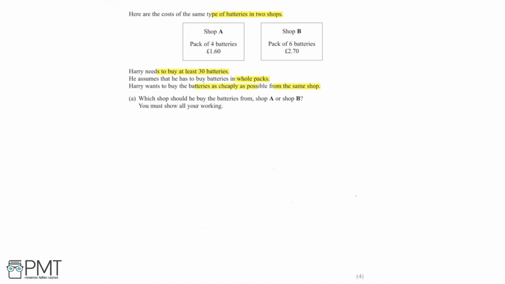In part A, we need to find out which shop he should buy the batteries from, shop A or shop B, showing all of our working. Now we can use a table to help us to answer this question. So let's start with shop A. We know that Harry needs to buy at least 30 batteries, and he assumes that he has to buy the batteries in whole packs. We can start by finding the number of packs that Harry would need to buy if he buys the batteries from shop A.